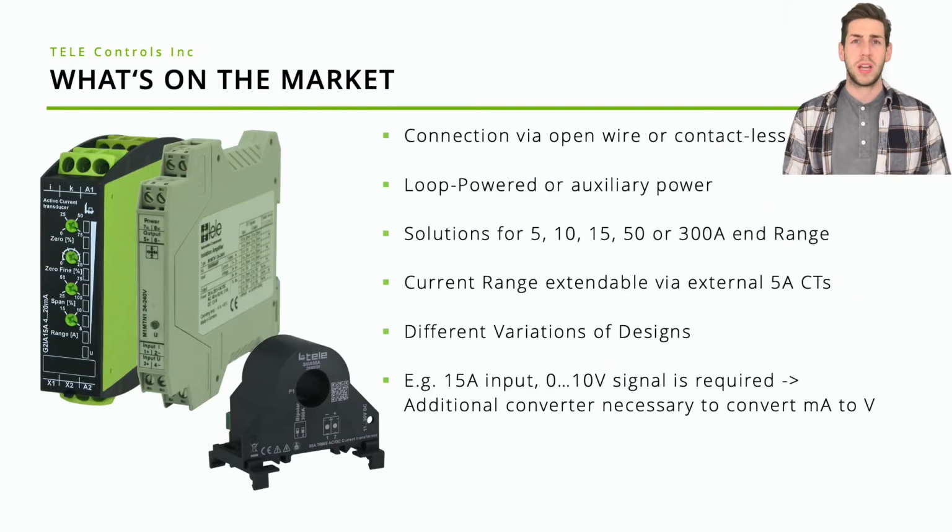Now, if we look at all the components that are out there on the market, there are some that are loop powered, there are some that need an auxiliary voltage to operate, but most importantly, most of the solutions out there on the market only have one analog output. So that means you can only translate your measured current into 4 to 20 milliamps or 0 to 10 volts. That could also mean that you might need an additional transducer unit to help you translate the signal to what you actually want it to be.